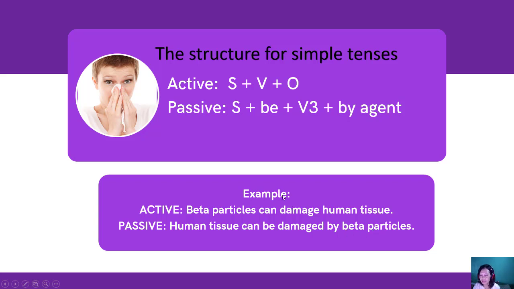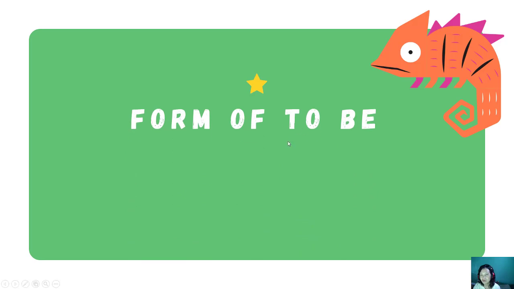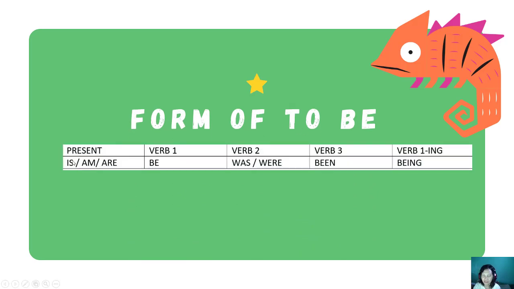That's why in passive voice, the most important thing to show the tense is the to be here, because all of the verbs are in the form of verb 3 or past participle. That's why you must know the forms of to be. We have 5 forms. Usually we have only 4 for other verbs: verb 1, verb 2, verb 3, and verb 1 plus -ing, the present participle. But for to be, the present forms are am, is, are, and then verb 1 is be, verb 2 is was, were, verb 3 is been, and the present participle is being. So you must remember this because this is the most important.